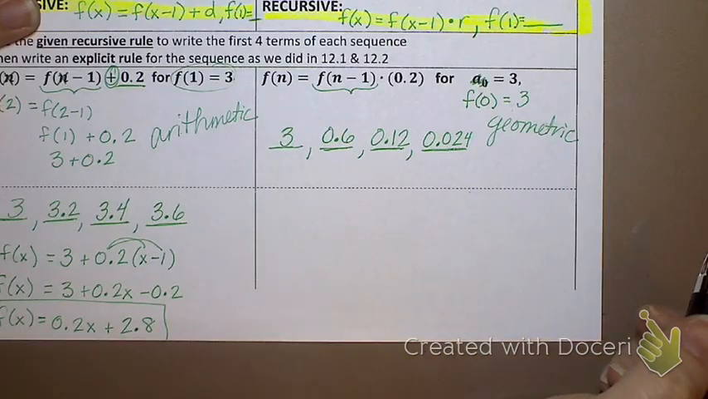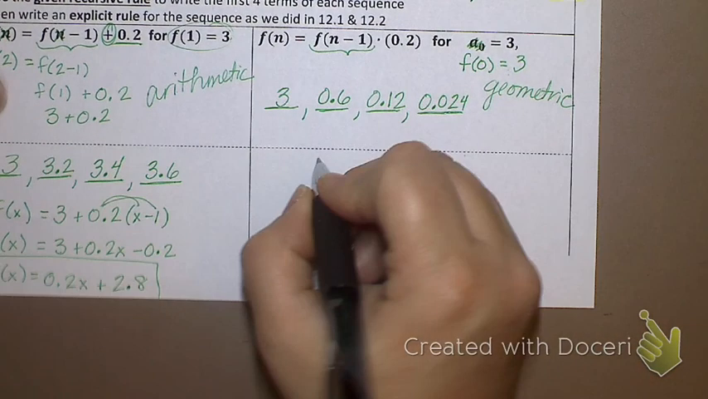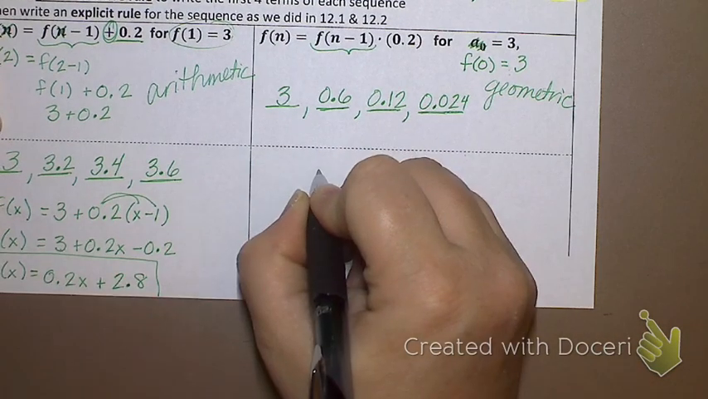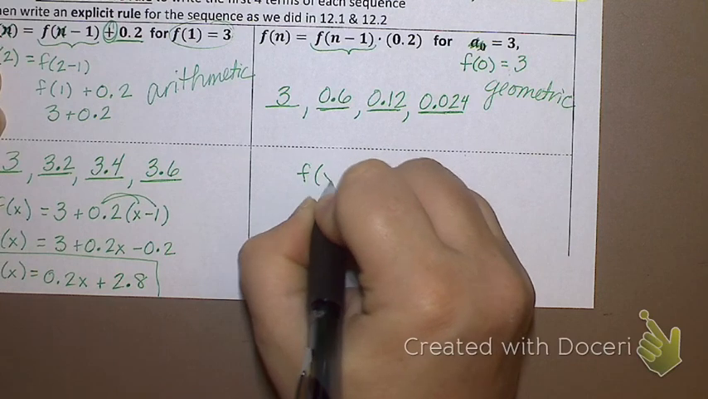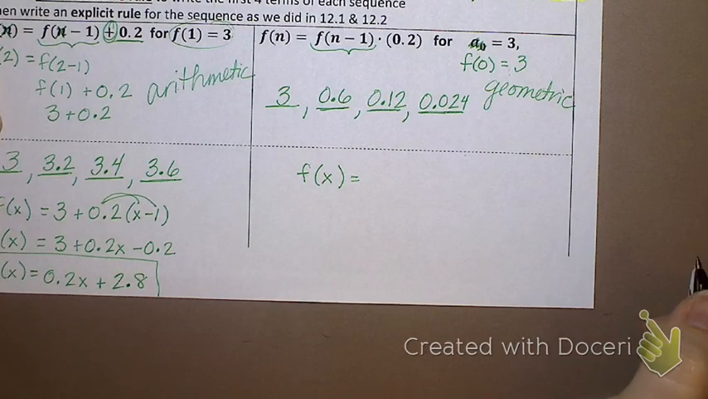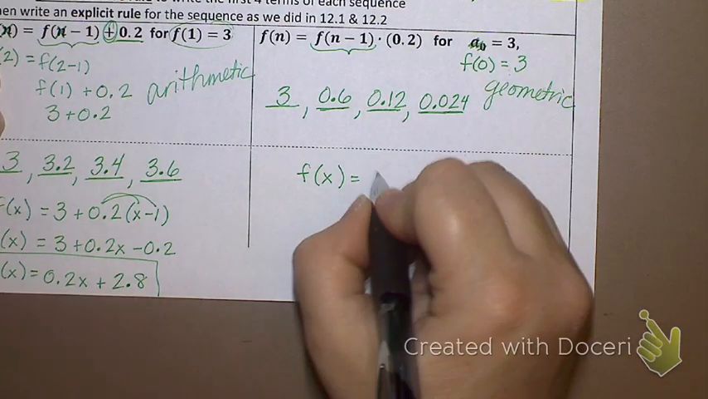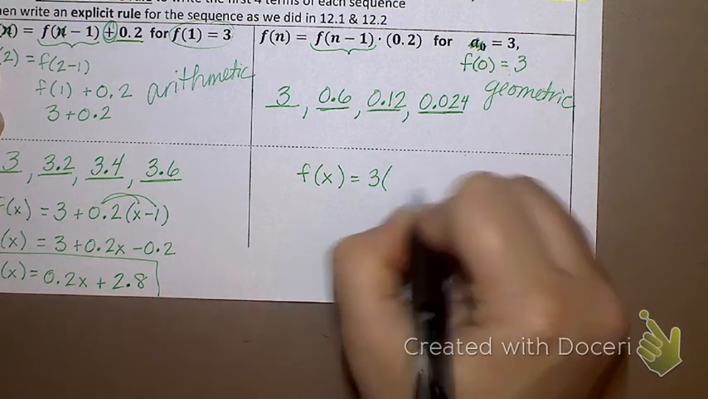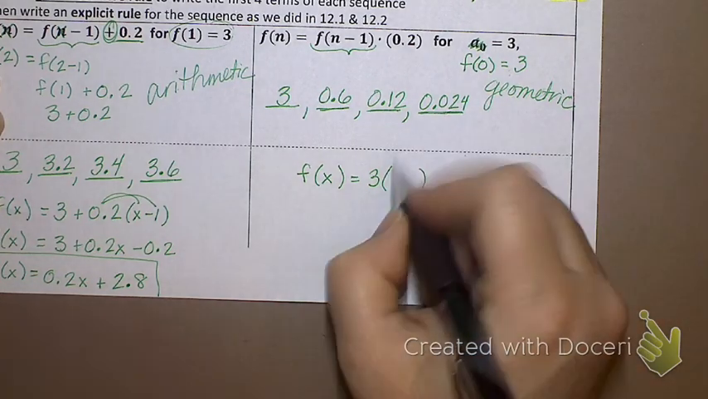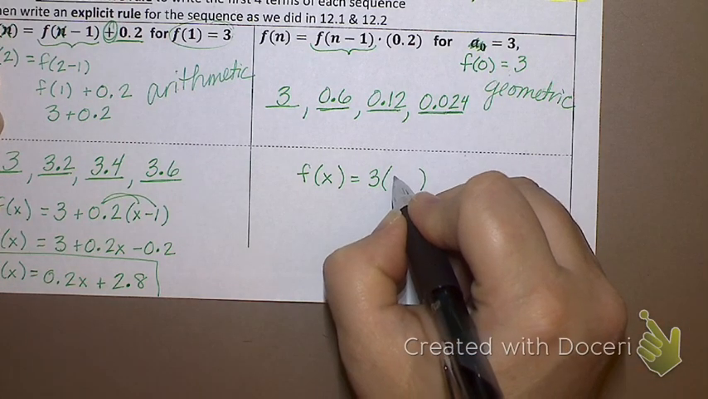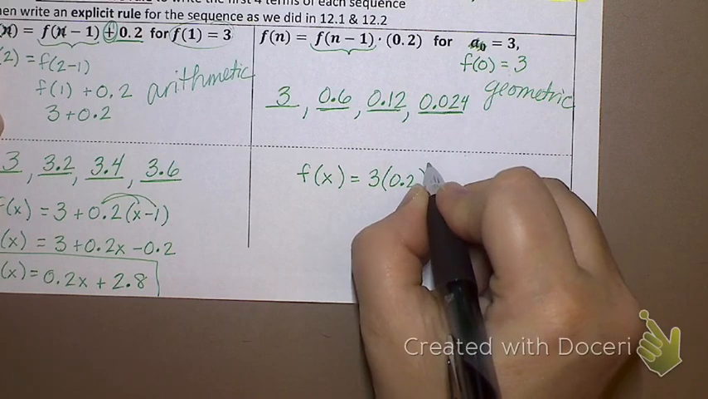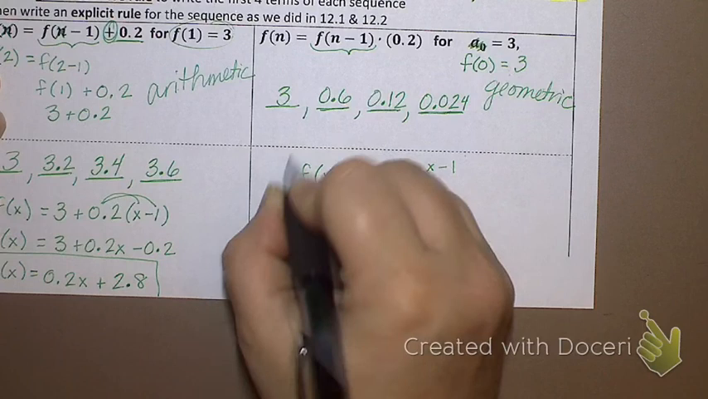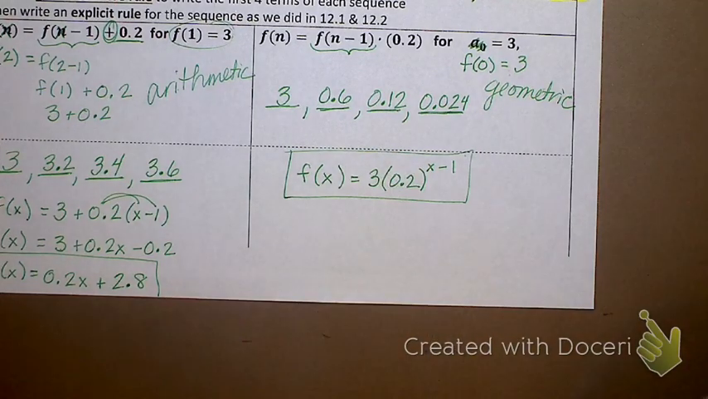Questions about that? All right, my last thing, I have to find the explicit rule. What's my explicit geometric rule? Well, it would be f of x is equal to what? The first term, which is 3, times what? Times my r value. What's my r value? 0.2 to the what power? x minus 1. And that's what my explicit rule should look like.